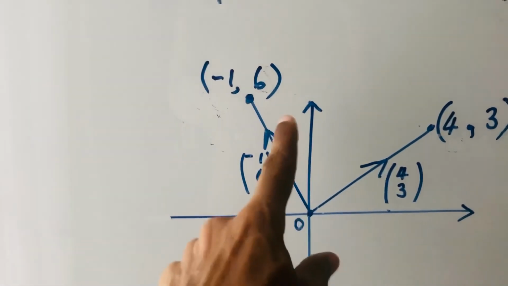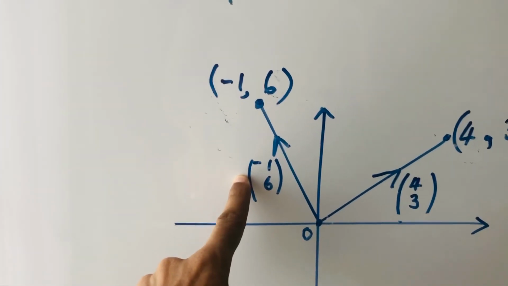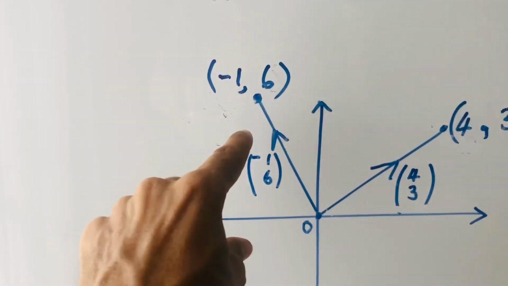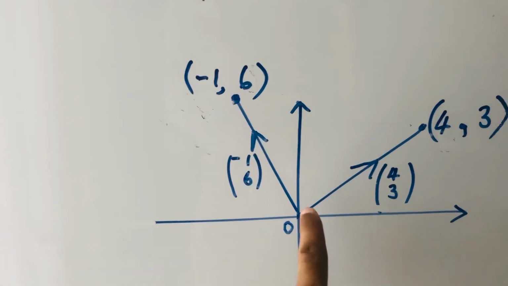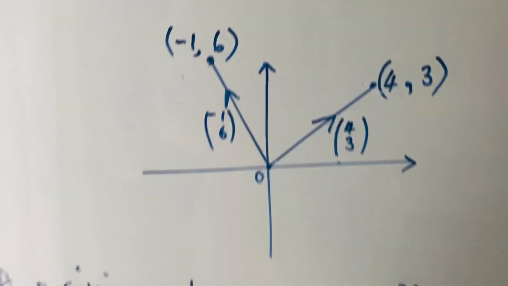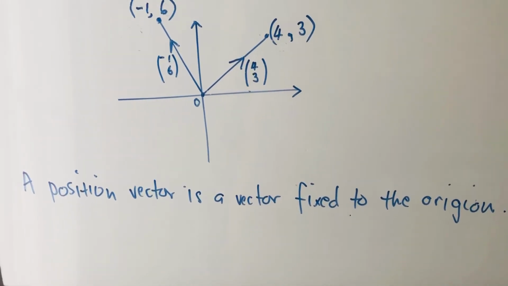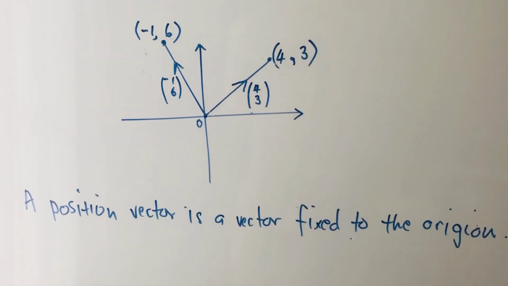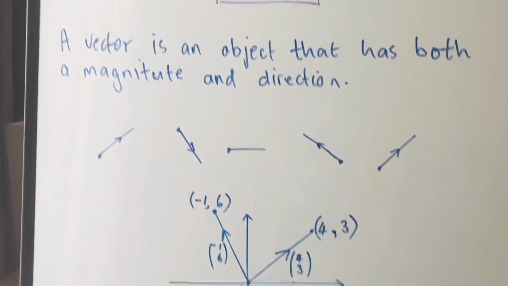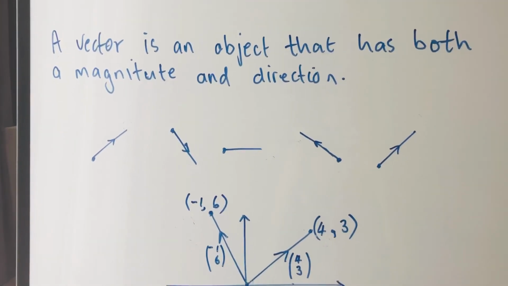So here as well, you see, we have this one giving you how to get to this vector, and this one gives you the position of that vector. But because these vectors are starting from the origin, these lines are starting from the origin, we call them position vectors. So a position vector is a vector fixed to the origin, of which a vector is an object that has both magnitude and direction.